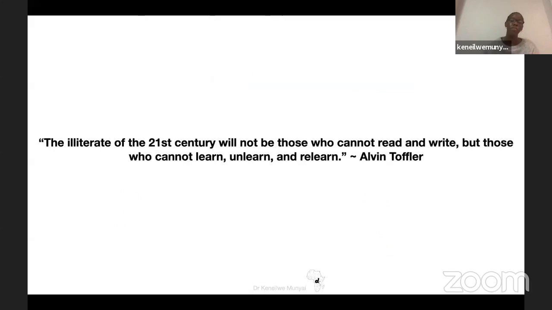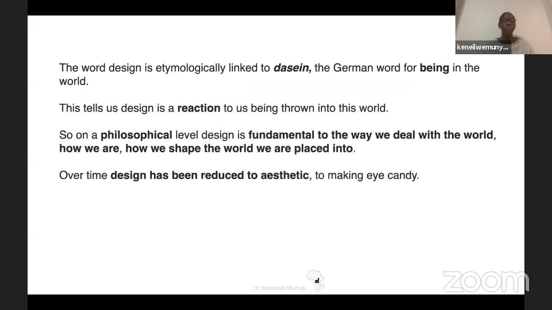And of course, I love this quote that says, the illiterate of the 21st century will not be those who cannot read and write, but those who cannot learn, unlearn, and relearn. And once again, reiterating the importance of unlearning and relearning in order for us to be able to innovate. And then what about design? Essentially what design is all about is being in the world. And this tells us that design is a reaction to us being thrown into the world. So on a philosophical level, design is fundamental to the way we deal with the world around us.